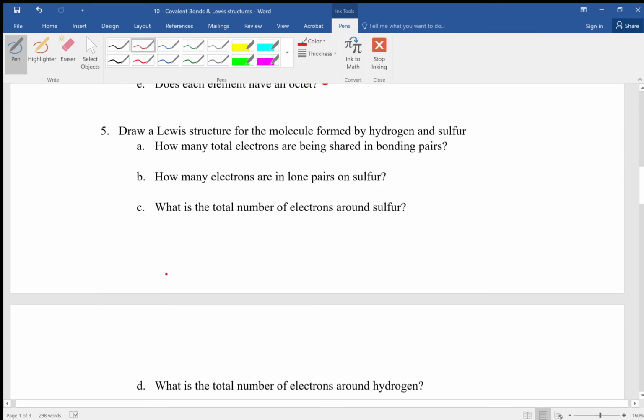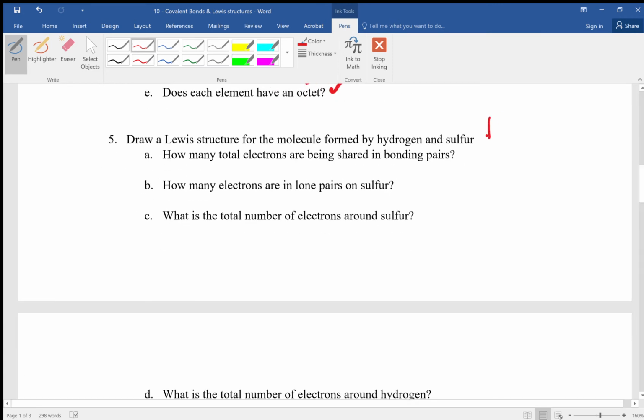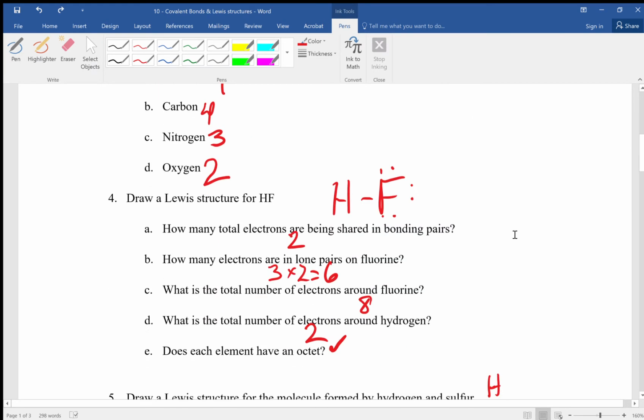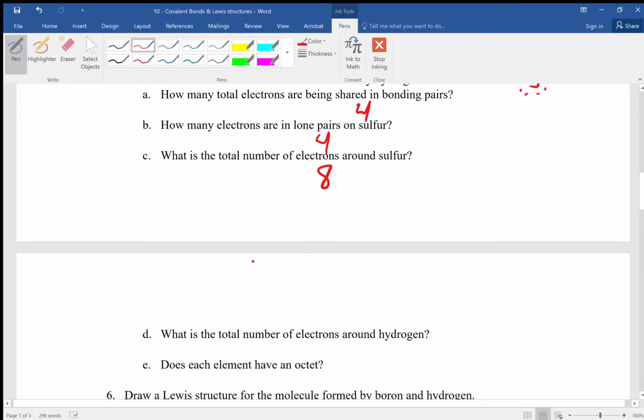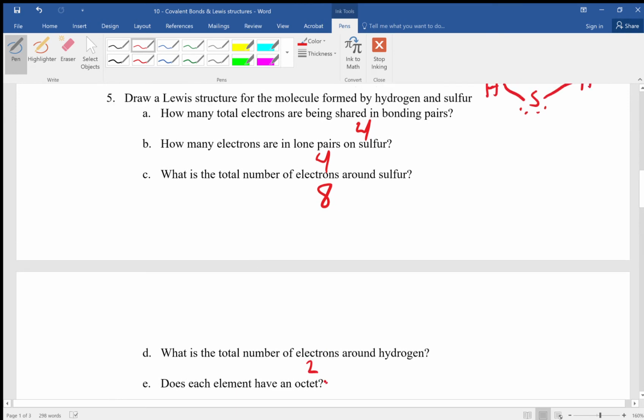We're going to do the same thing with hydrogen and sulfur. There's our Lewis structure for hydrogen and sulfur. We need 2 hydrogens and 1 sulfur. There's 4 electrons in bonding pairs. Sulfur has 2 lone pairs, or 4 electrons. Sulfur has 8 electrons. There's 2 electrons around each hydrogen, and everyone has an octet.